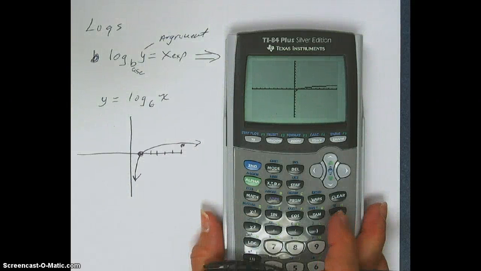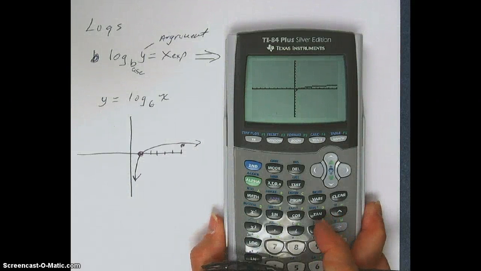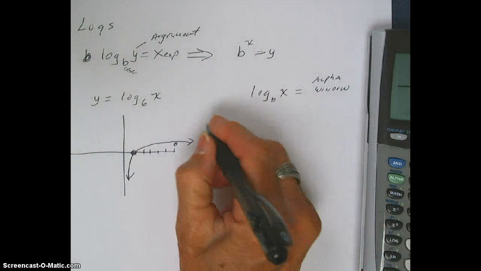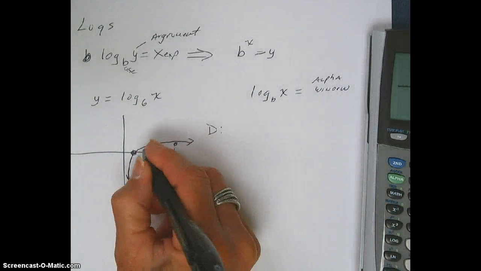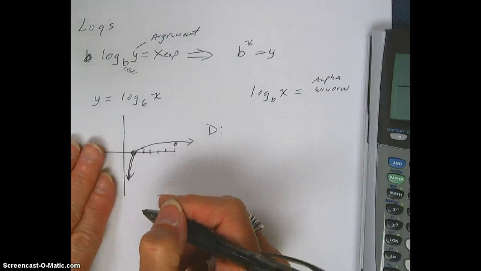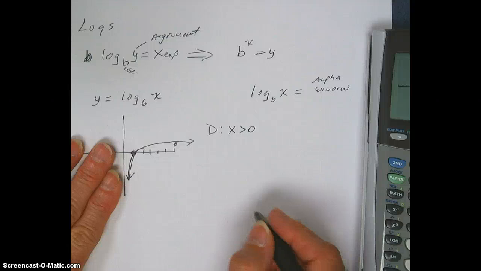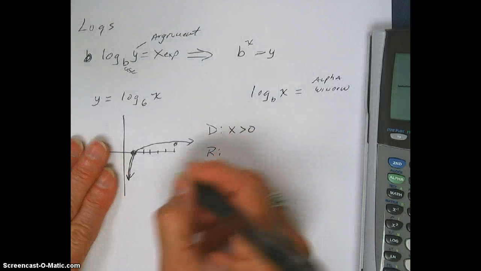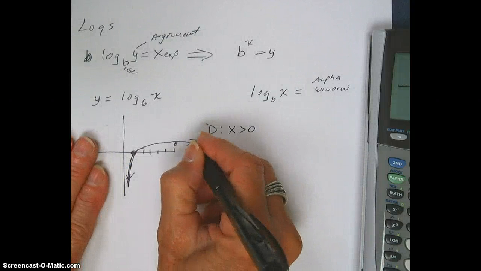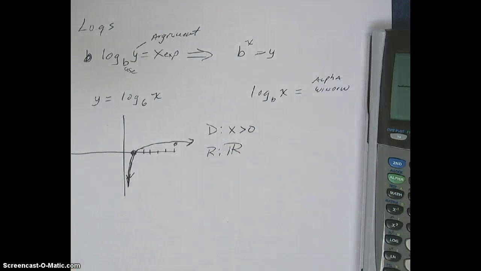Again, you'll be asked to tell the domain and range. So the domain is how far right and left this graph goes. It doesn't go forever and ever left. It only goes to 0. So x will be greater than 0. And the range is how far up and down this curve goes. And this time, that will be all reals.